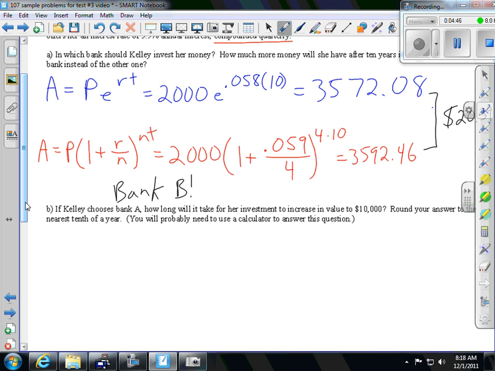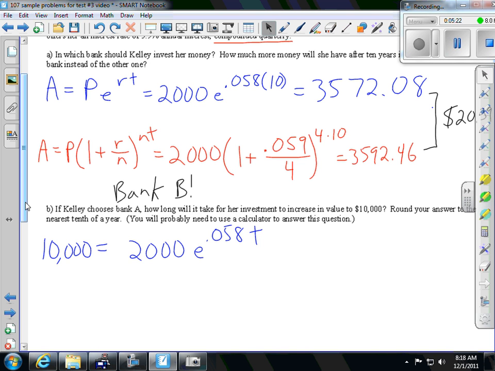So part A, Bank A, was the thing in blue. We know that the formula that tells us how much money we have in our bank account is 2,000 e to the 0.058. I'm not going to put 10 years because I don't know how long I need to wait. I'm going to put t, some unknown number of years, and that's the formula for the amount of money in my bank account after t years. I want to know how long it takes for this money to reach $10,000. So instead of A, we put $10,000. So this is the equation we need to solve.